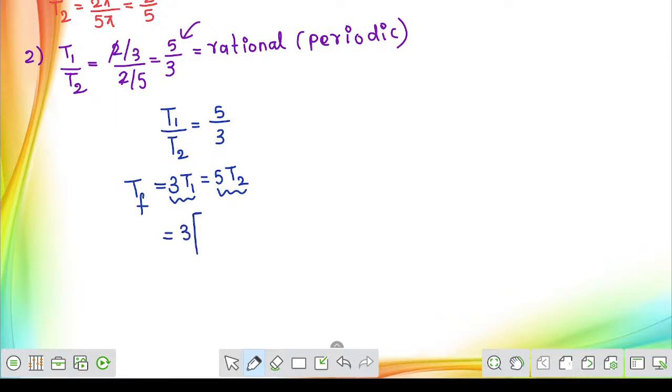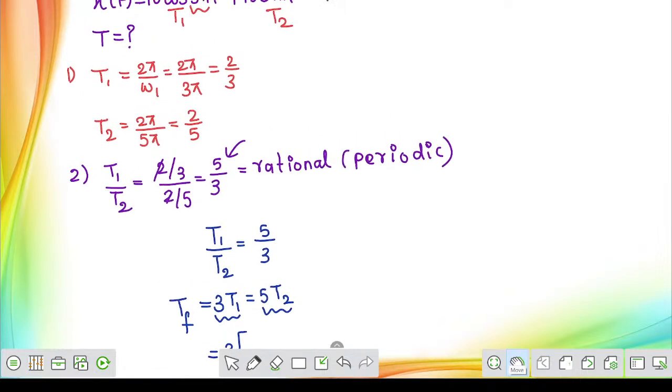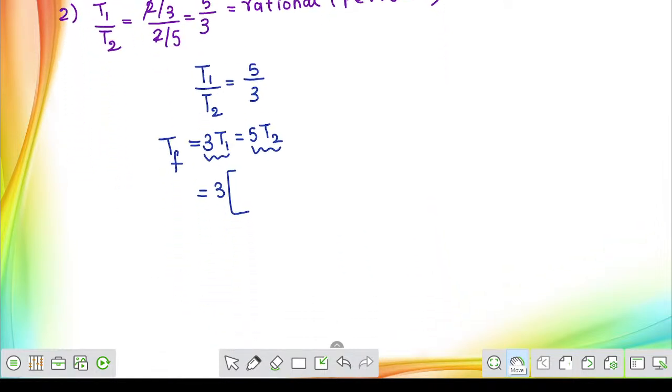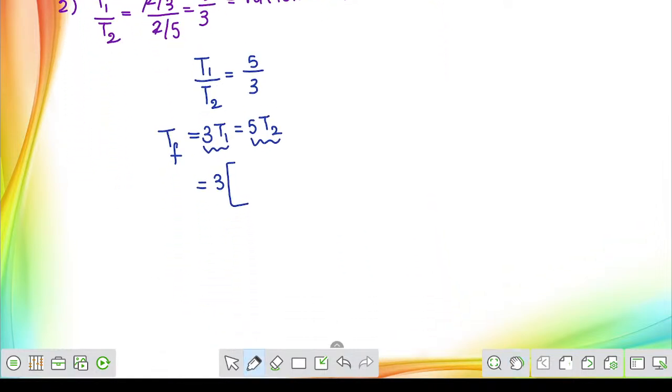3 times of, what is the value of T1, sir? The value of T1, what we found already is, go back. T1 value is 2 by 3. Just substitute here. 3 will get cancelled. So the fundamental time period value will become 2 seconds.